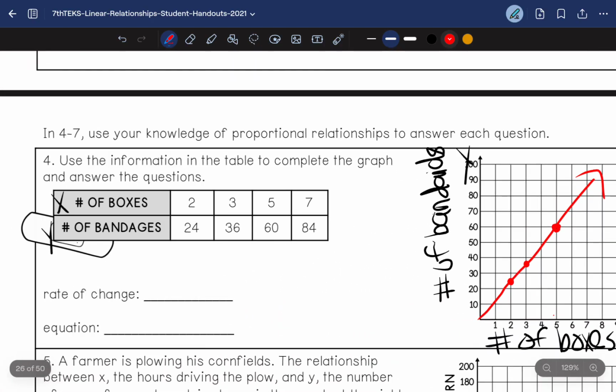Now we need to determine the rate of change. Well, the rate of change equals y over x, which equals, and I'm just going to pick the first ordered pair. So I'm going to do 24 over 2, which equals 12. So the rate of change is 12. Now for the equation, y equals 12x.